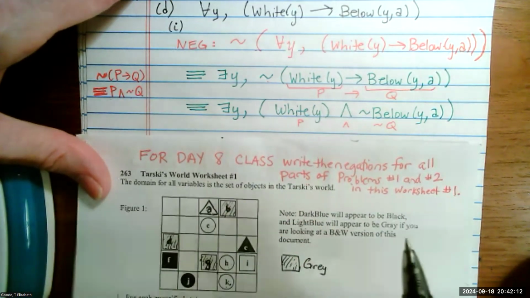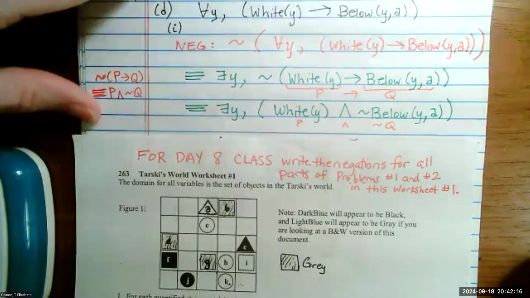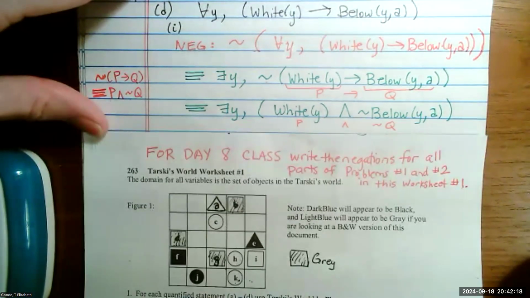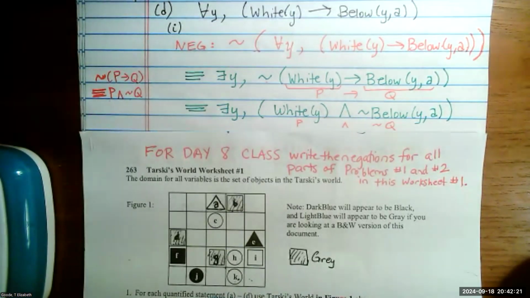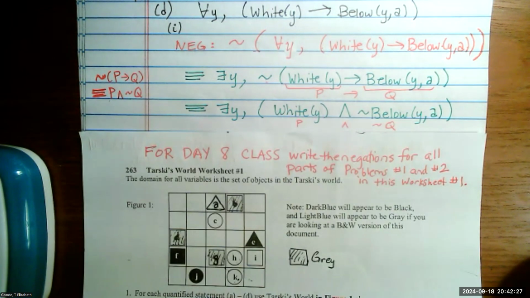So what are the white objects in this Tarski's world? Which ones are the white ones? We have to look at those. C, H, I, and K. That's what I see. A is also white. Okay, A too.